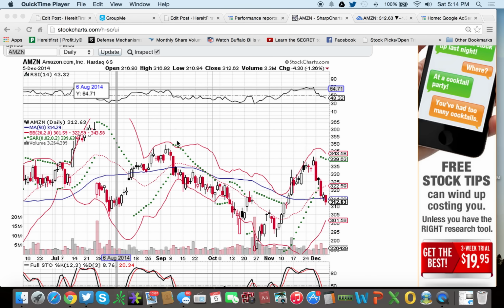In terms of the chart, 300 is always a psychological number for traders, just like 200 or 100. But other than that, the next level of support I can see is right here, the 290, 292 level, or the 305, because of this candle over here.